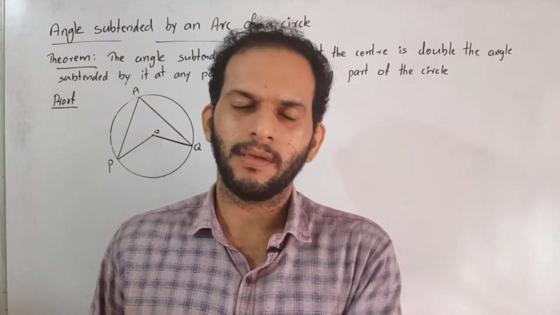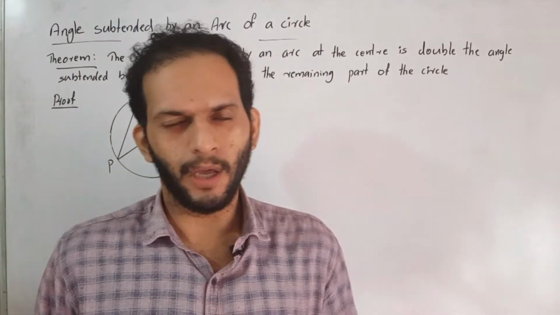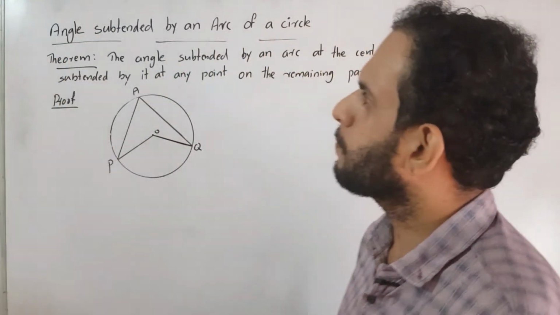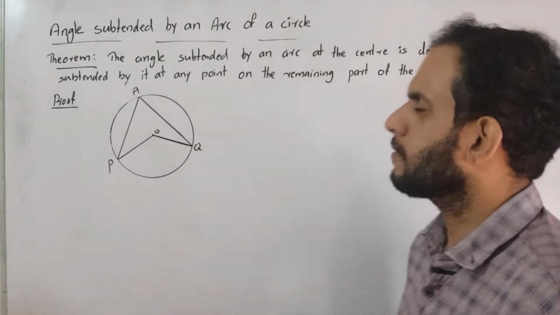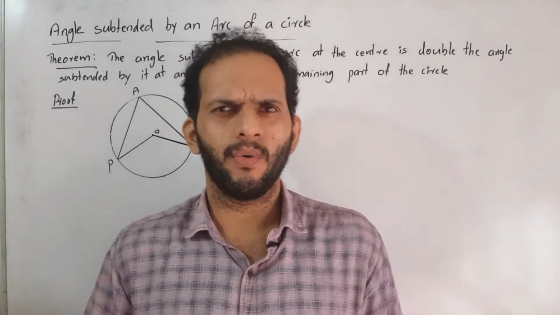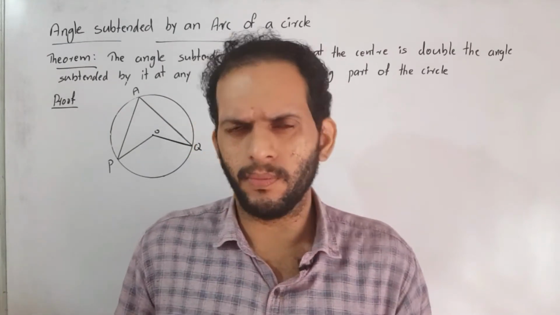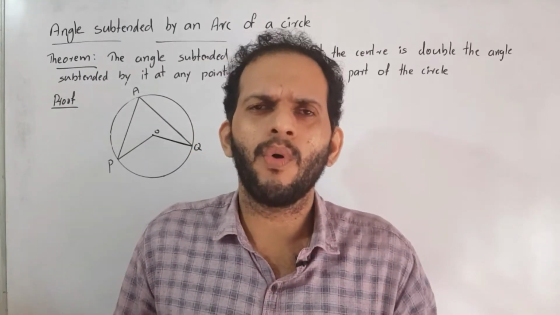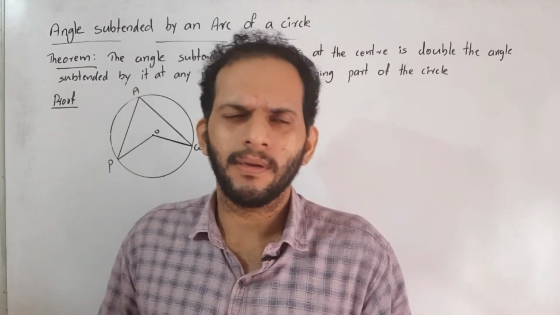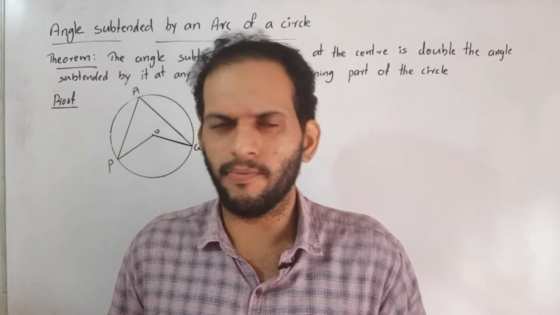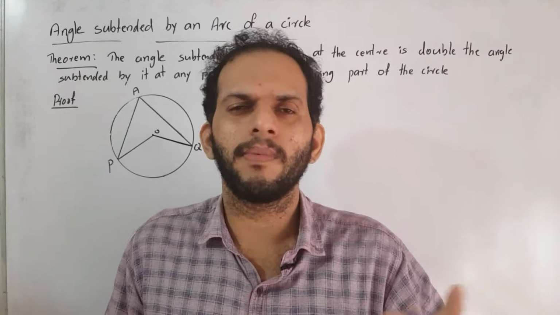Here we are discussing our next part of the chapter, that is the angle subtended by an arc of a circle. We already discussed the idea about the angle subtended by the chord. Instead of chord, here it is the angle subtended by the arc, that's the only difference. Here we have some important ideas.